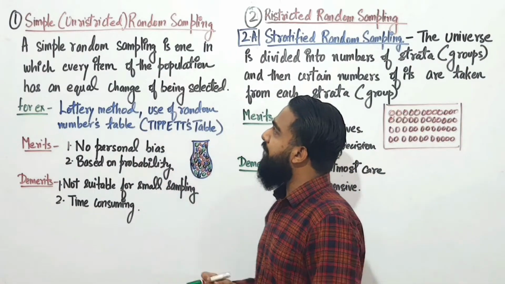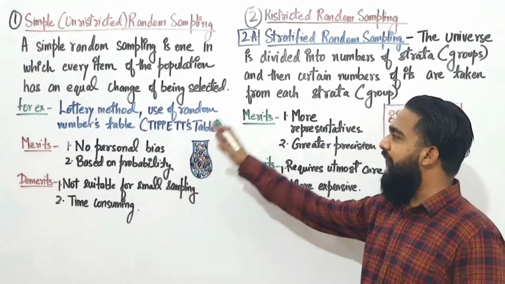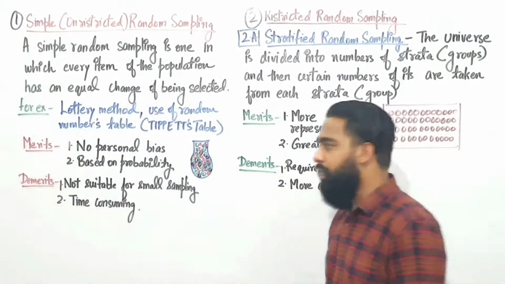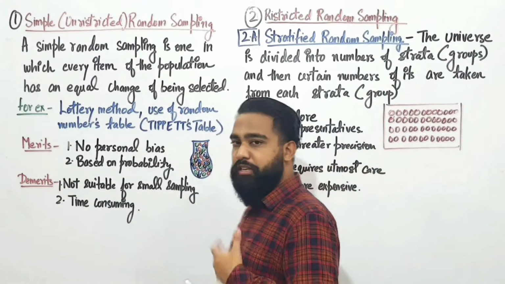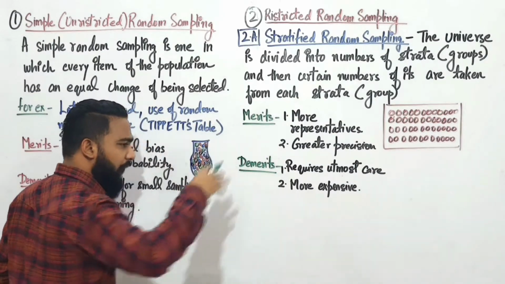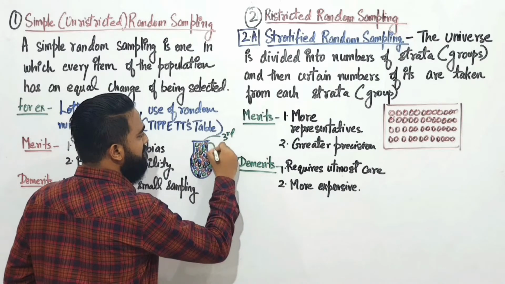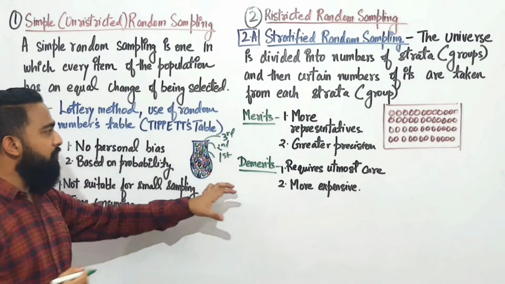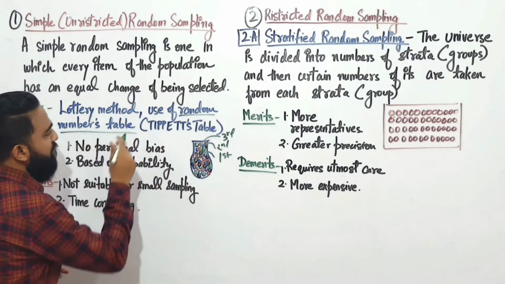Now, how do we conduct the simple unrestricted random sampling? With the help of the lottery method. You know what the lottery method is? In a big container there are name chits of each and every candidate, and from that you randomly put your hand inside and take out the third winner, the second winner, and the first winner. So this is the lottery method, and there is one more method, the random numbers table.